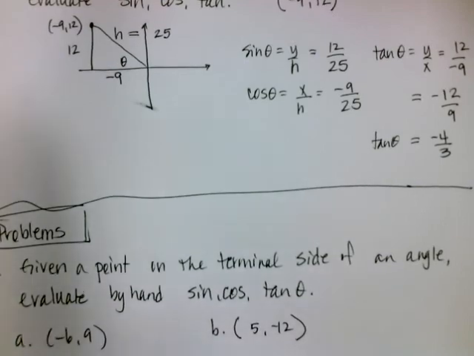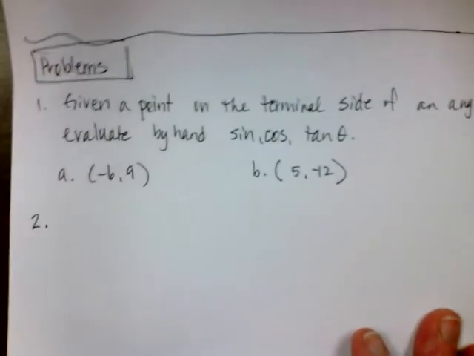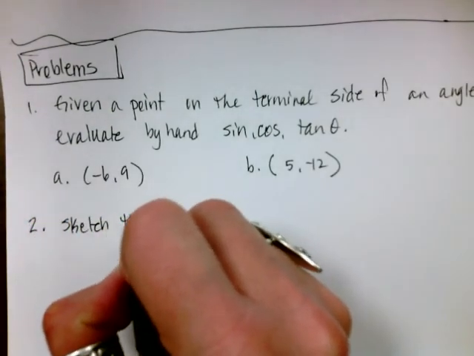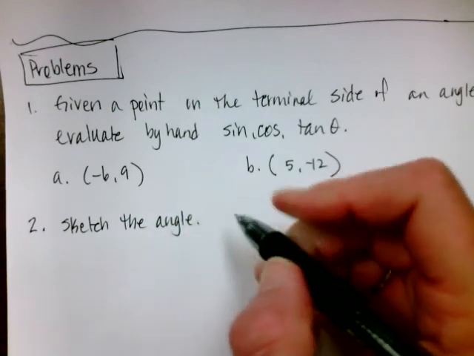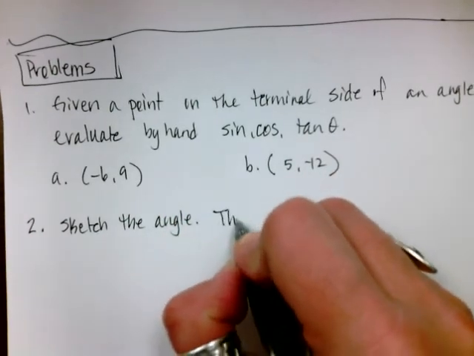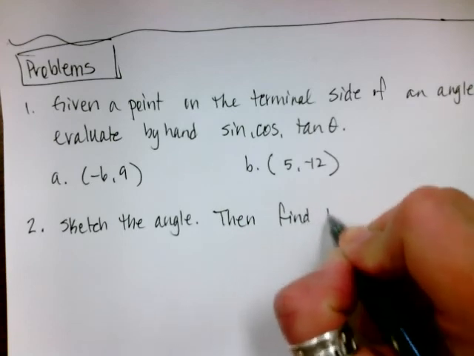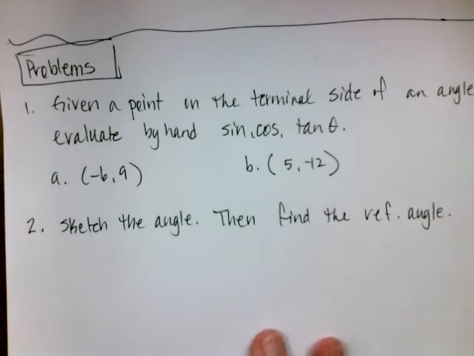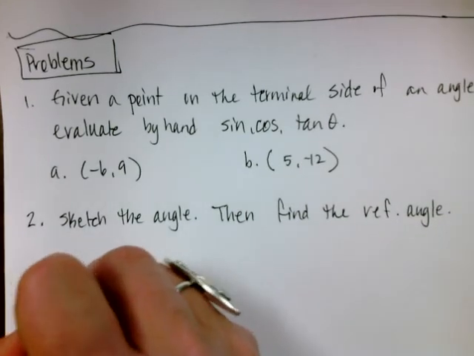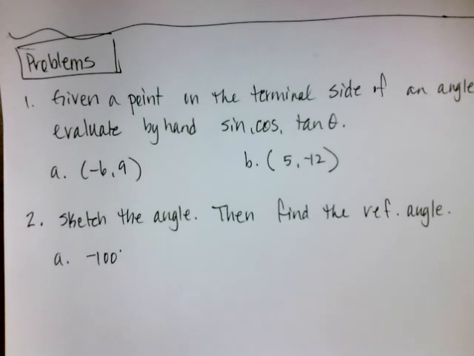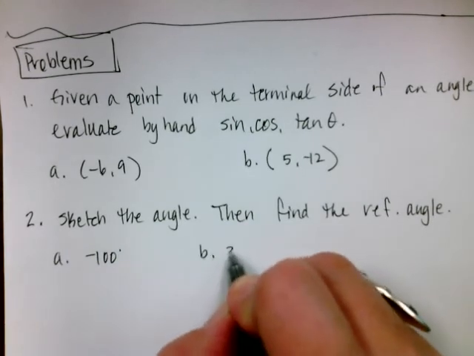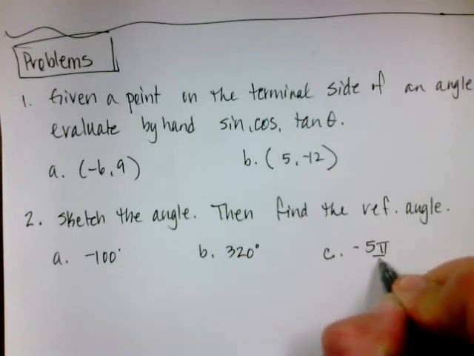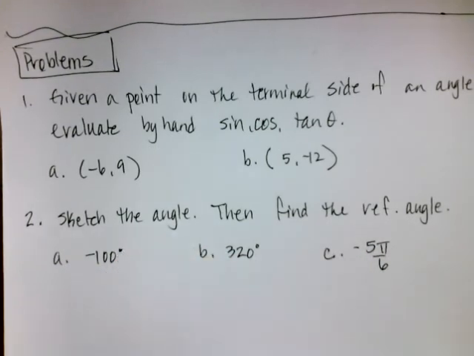Alright, second problem. It says to sketch the angle and then find the reference angle. And I might also encourage you to find the reference triangle, labeling all your pieces. So for A, your angle is a negative 100 degrees. B is 320 degrees, and then C is a negative 5 pi over 6. That's in radians, by the way.